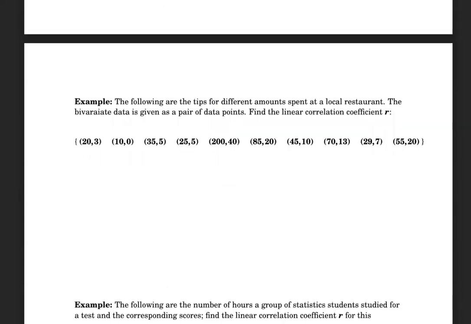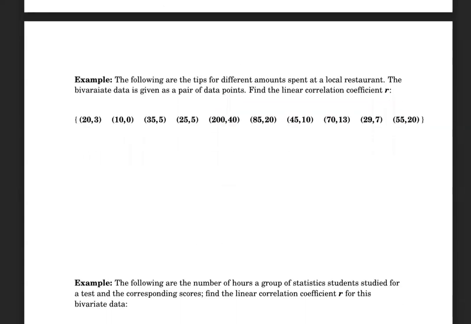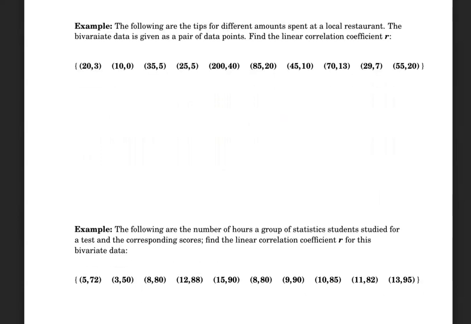Let's move on. Now, how do you actually find linear correlation between 2 variables? I gave you 2 examples. In the first one, I have XY pairs. X is the amount that a person spends. Y is the amount of tip that the person gives. So this is data, let's say, calculated from a restaurant.